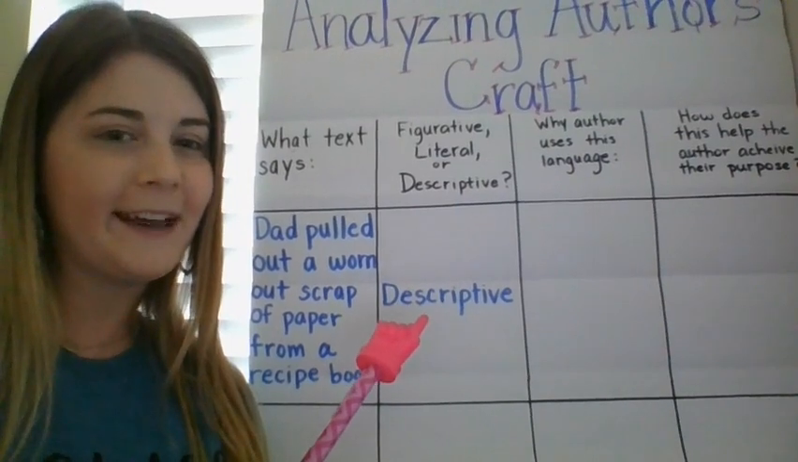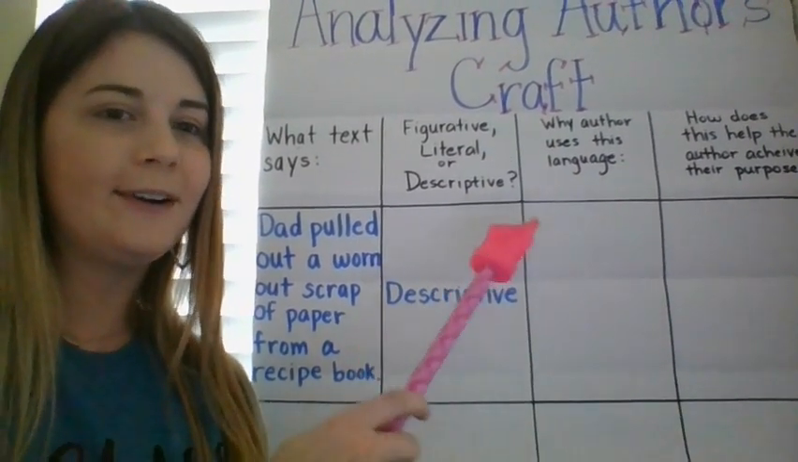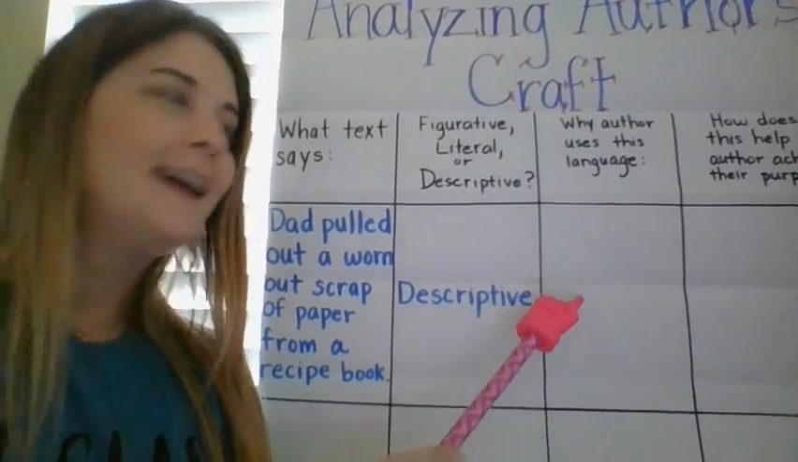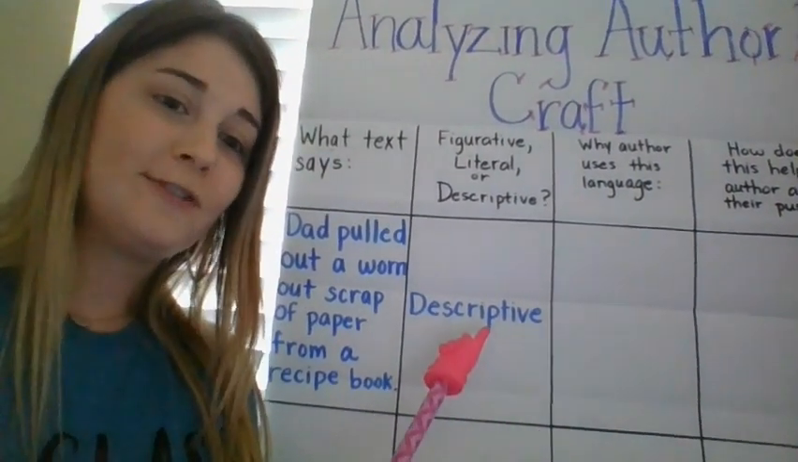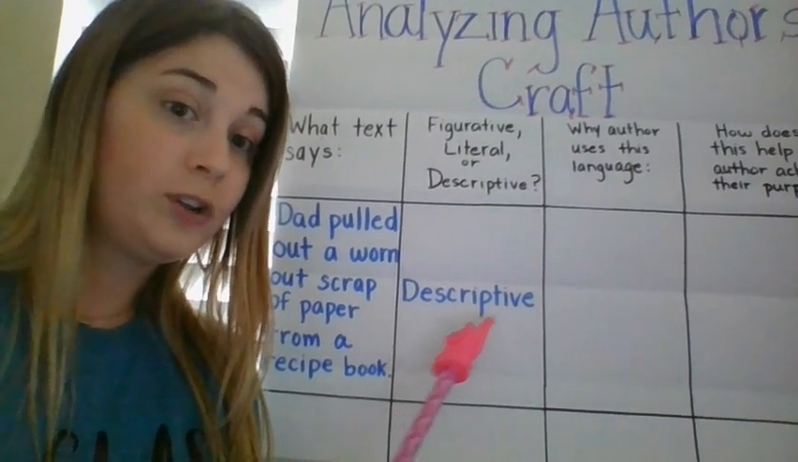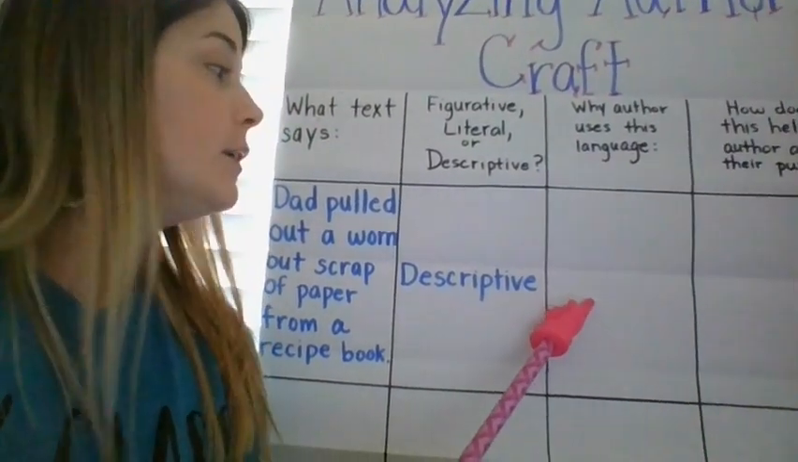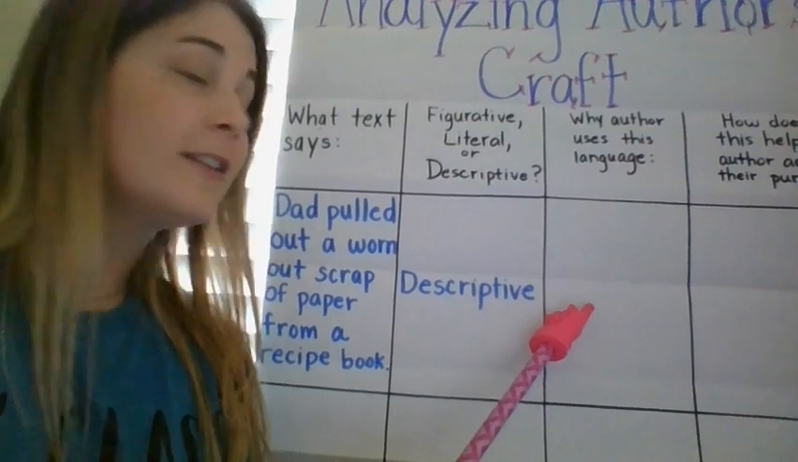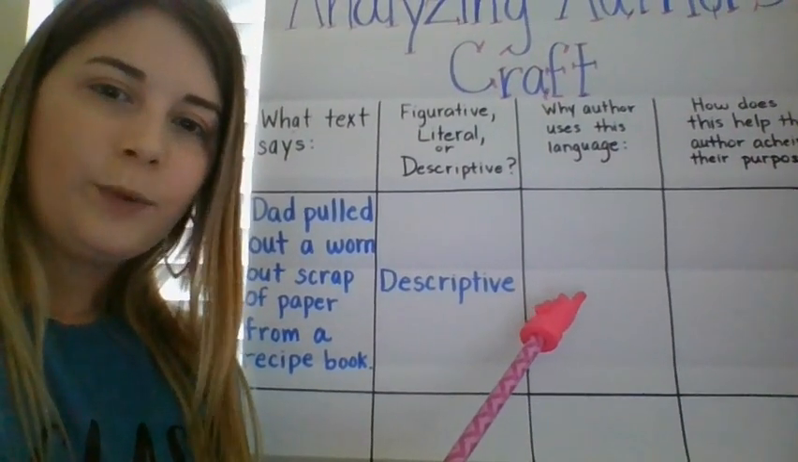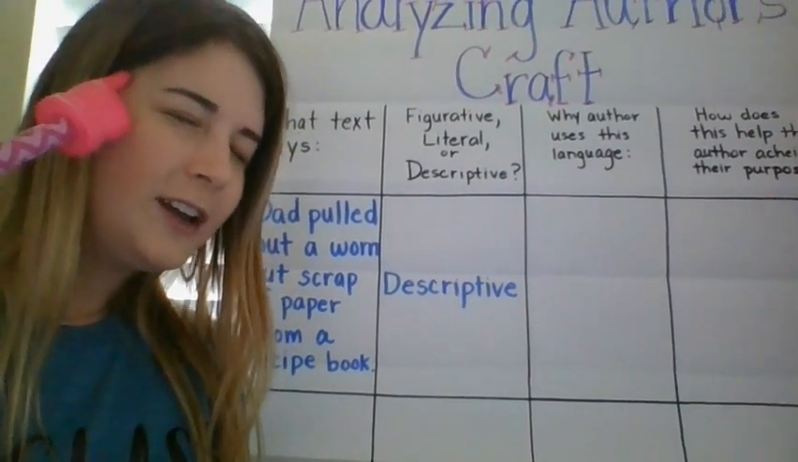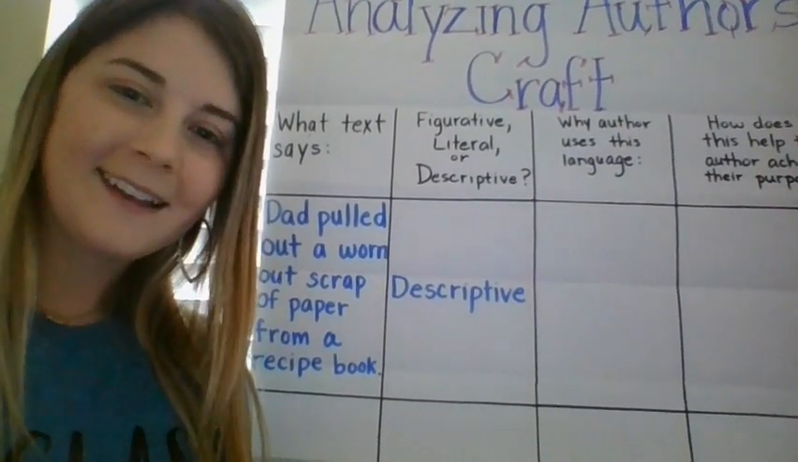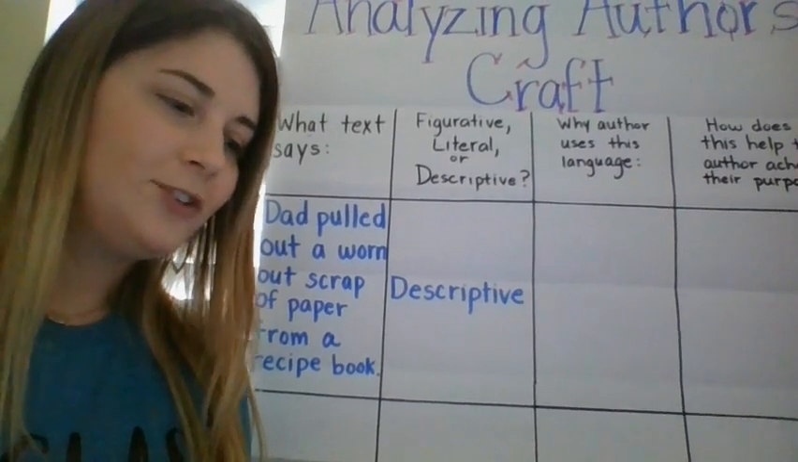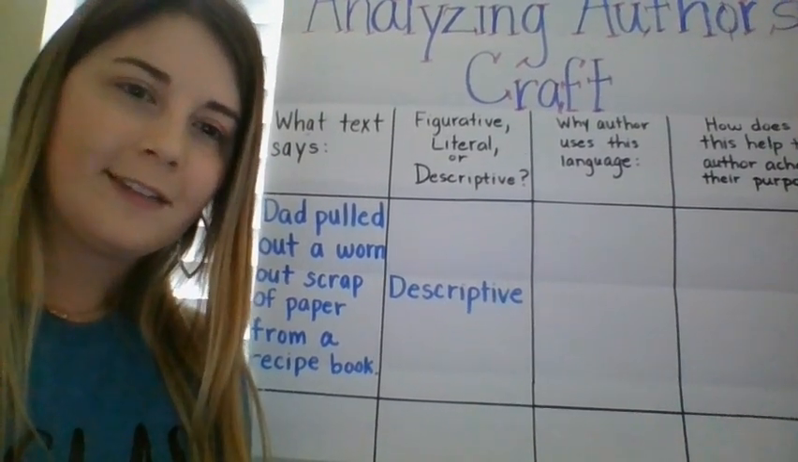Now that we've filled out this part, we're going to move on to this part. It says why author uses this language. Why does the author use this descriptive language? Well, I know that the author uses descriptive language when he wants to put an image inside the reader's head. He wants to give the reader an image so that they can visualize the story.